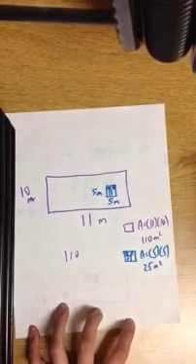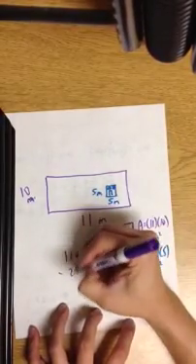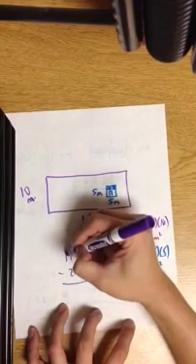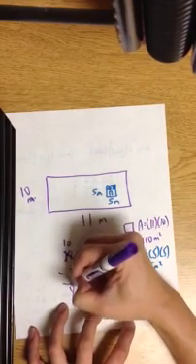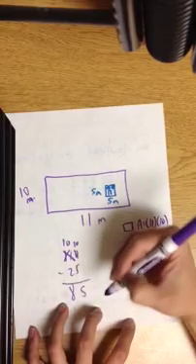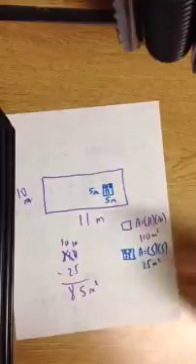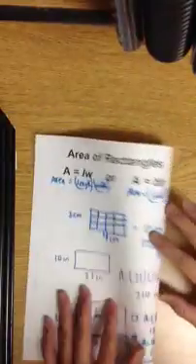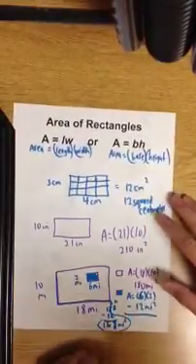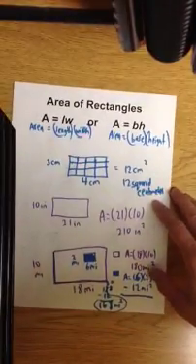So if you take away the house, what do you have left over? Let's subtract it. You have to regroup. 110 minus 25 is 85 square meters. And that's how you find the area of a shaded region. So the main thing about the area of a rectangle is you need to know base times height. Base times height.